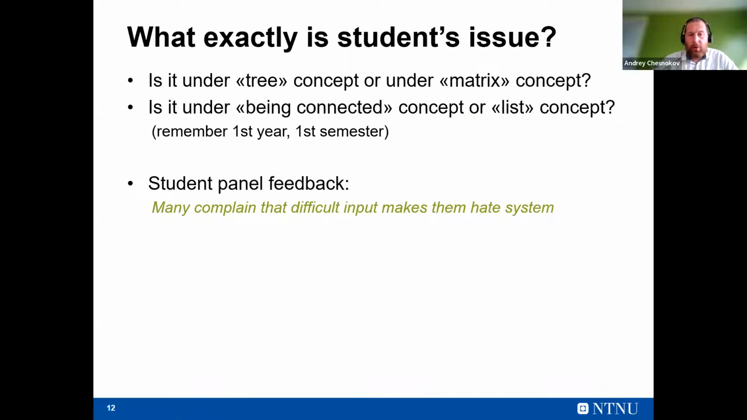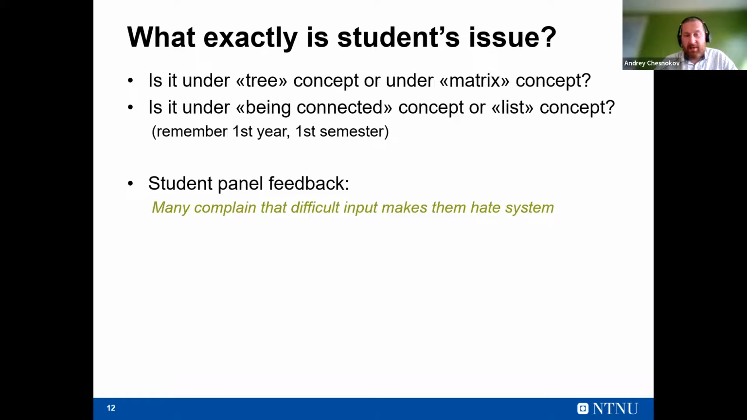So what we don't know, if we formulate problems in this way and students fail, is: do they fail because they don't master the tree concept, or do they fail because they do not master the matrix concept, or the same as a graph theoretical concept, or just this matrix list thingy? And this might not be a big story for 3rd-year students who've done quite a lot of programming and who see night dreams in Python. But for the 1st year and 1st semester, this is a big story. And all our experience with the student panels is essentially that many complain that difficult input makes them really hate the system.